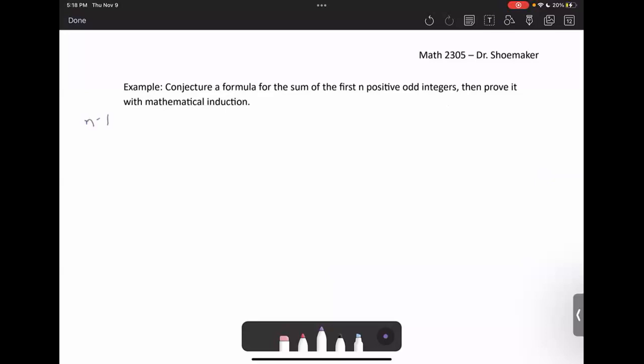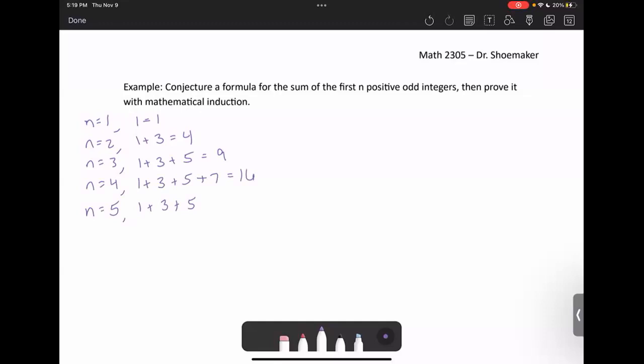For n equals 1, we've got 1 equals 1. For n equals 2, we've got 1 plus 3 equals 4. For n equals 3, we've got 1 plus 3 plus 5 equals 9. Are you starting to see the pattern? We'll do a few more. 1 plus 3 plus 5 plus 7 is 16. For n equals 5, we've got 1 plus 3 plus 5 plus 7 plus 9 equals 25.